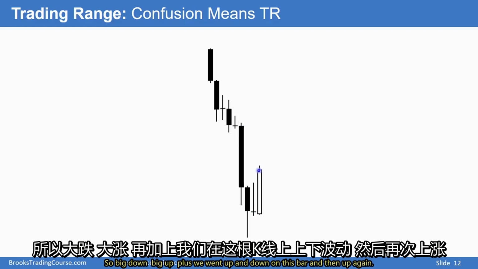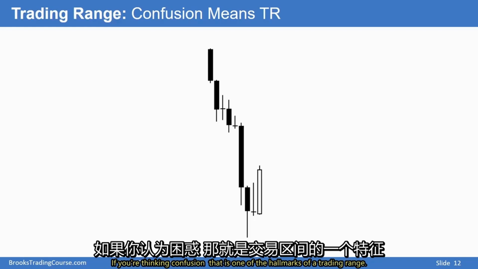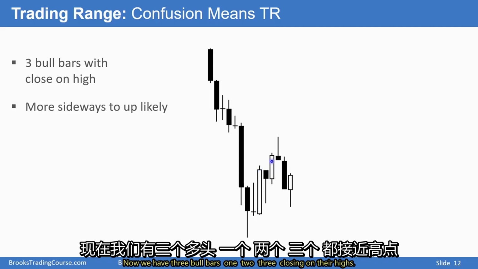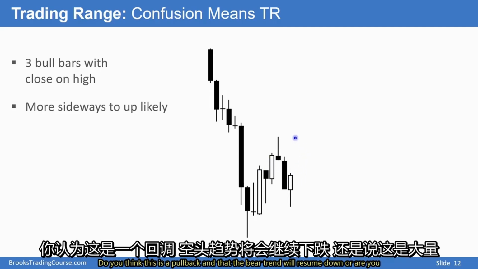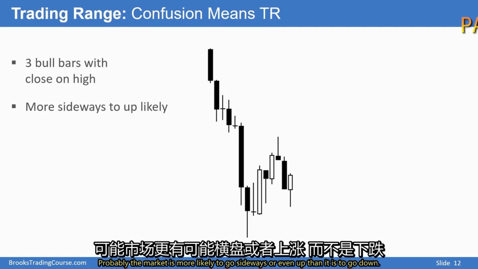So big down, big up. Plus we went up and down on this bar and then up again. So when you look at that, are you thinking pullback or are you thinking confusion? If you're thinking confusion, that is one of the hallmarks of a trading range. Now we have 3 bull bars, 1, 2, 3, closing on their highs. Do you think this is a pullback and that the bear trend will resume down? Or are you saying that's a lot of buying pressure after a sell climax? Probably the market is more likely to go sideways or even up than it is to go down.